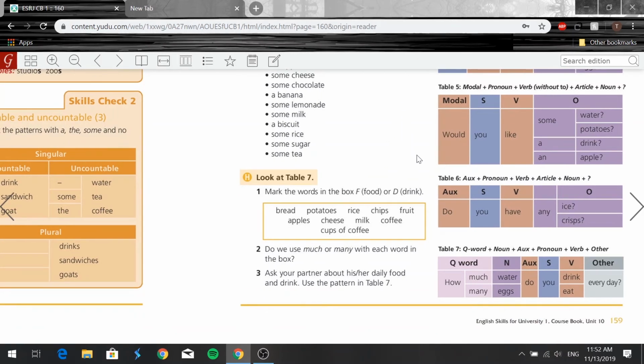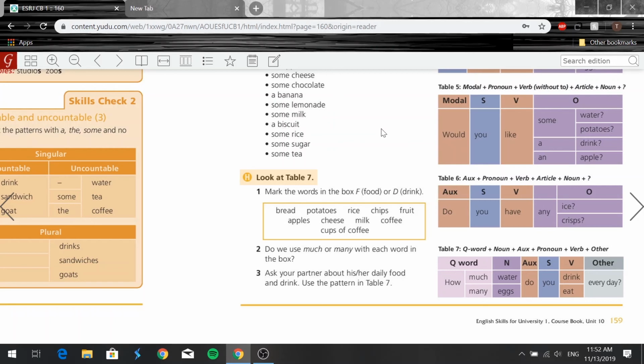Table 6, we have, again, auxiliary. In this case, it's do. And then we have the subject, you, verb, and object. Okay, so do you have any ice? Do you have any crisps? I could also say, do you have any ideas? Right? Makes sense, and it works. It's not about food, but it works.